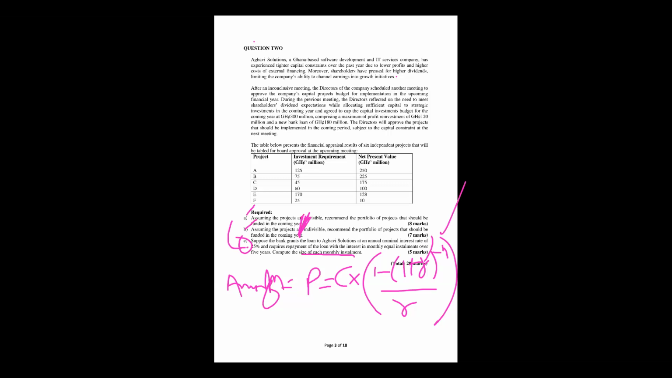If it's a sinking fund, the formula is this. P equals C times the compounding factor, which is (1 plus R) exponent N minus 1, all over R. This is the sinking fund factor, and the other is the amortization formula. What is the difference? Very simple. Sinking fund talks about future value. Amortization talks about present value.